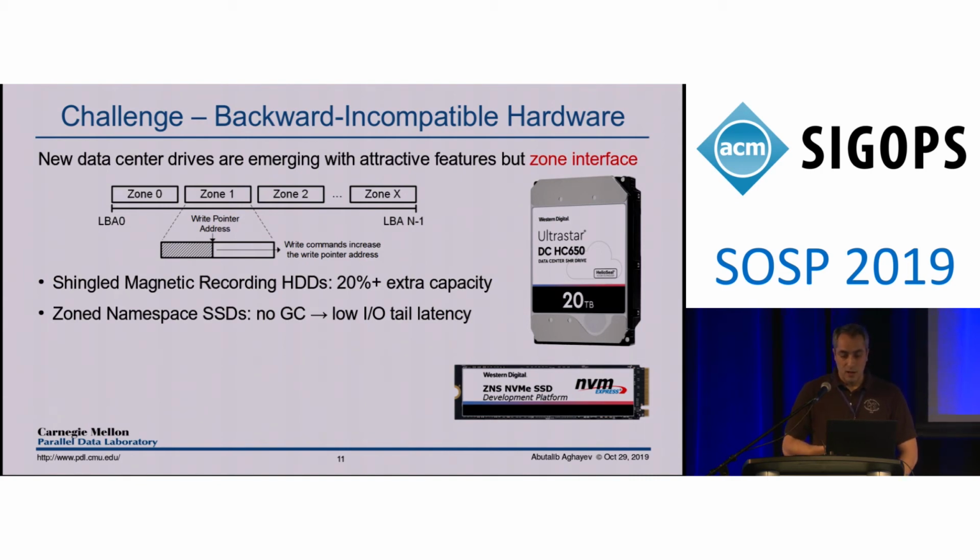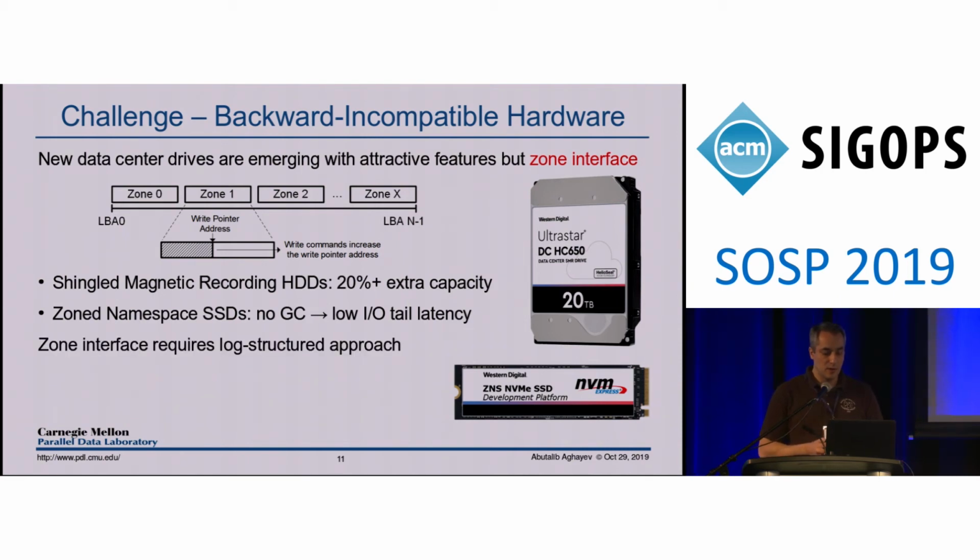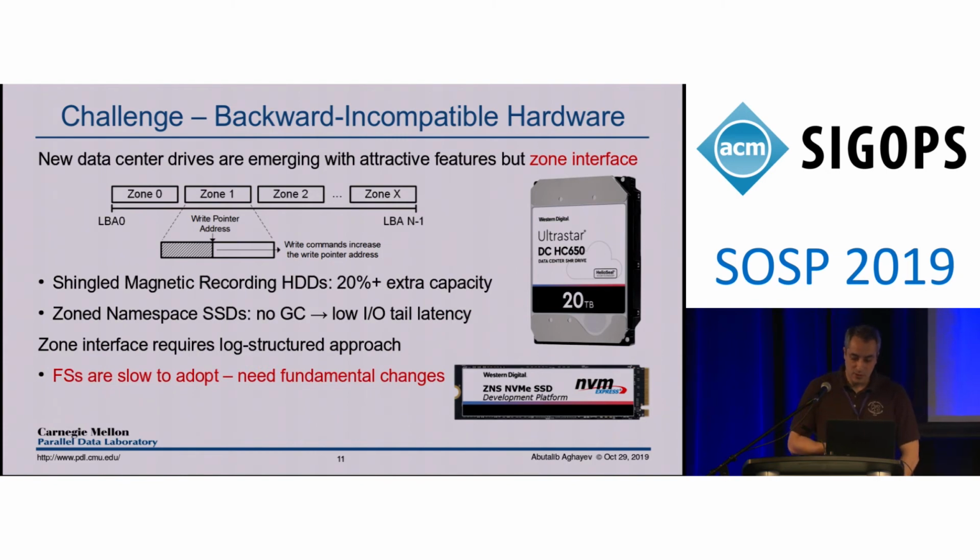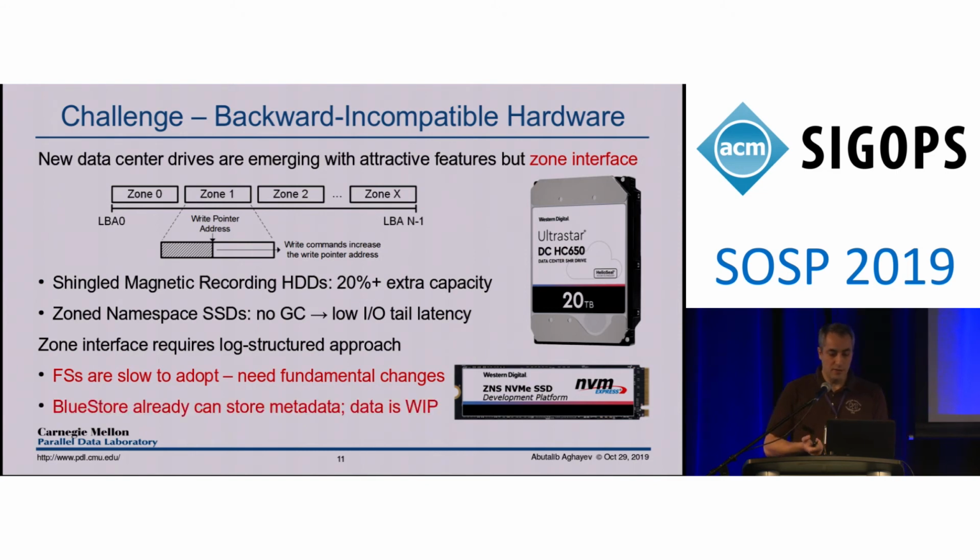The zone interface requires a log-structured or copy-on-write data management, but most production file systems, on the other hand, are overwrite file systems. They need fundamental changes to adopt these devices. Therefore, it's not clear if they will ever adopt these new devices. In BlueStore, on the other hand, we have direct access to the device, and we have already successfully completed storing metadata on zone devices in a short period of time. And now we're working on storing data on zone devices as well.